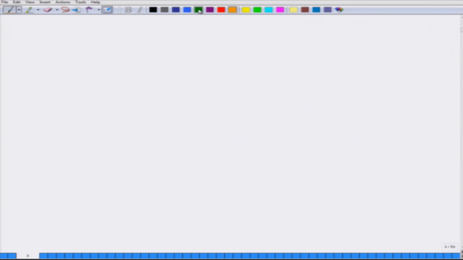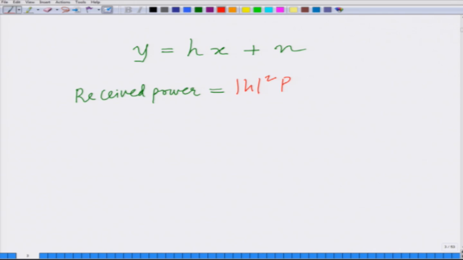Therefore, if I look at this signal model, I have Y equals H X plus N. The transmitted signal X is multiplied by H, and therefore the received signal power equals magnitude of H square times the transmitted power P. But H is equal to A e to the power of j phi, which means magnitude of H equals A, and therefore we have the received power equals A square times P.